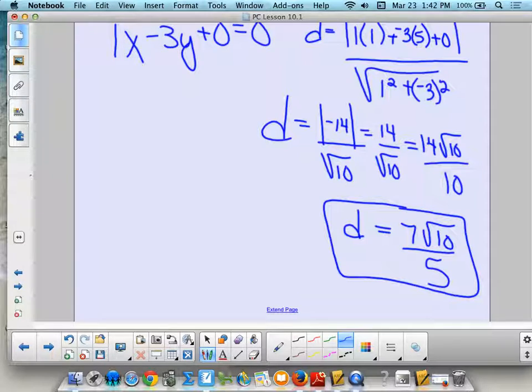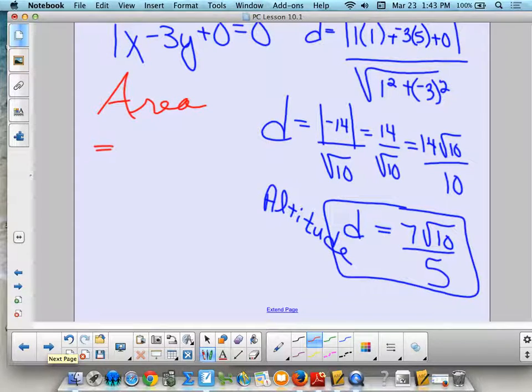Hey, by the way, that is the, it says D, but it's really the what? Altitude. Okay, you just found the altitude of your triangle, right? Now remember, part B is coming. Part B, they want what? Area. Okay, how do you find the area of the triangle? Half the base times the height.